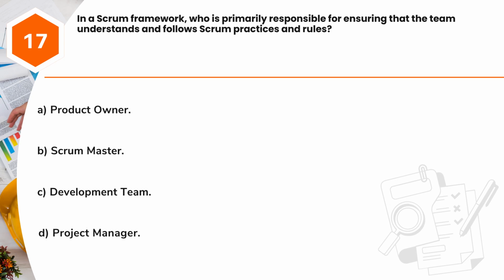Question 17. In a Scrum framework, who is primarily responsible for ensuring that the team understands and follows Scrum practices and rules? A. Product owner. B. Scrum master. C. Development team. D. Project manager.